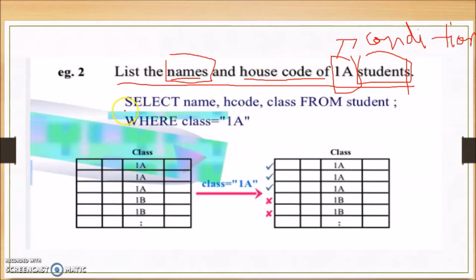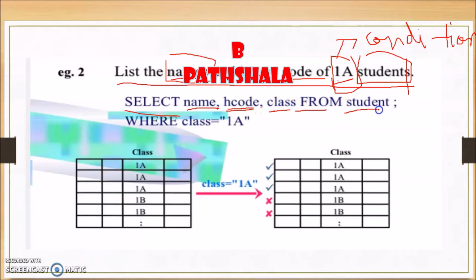So how to write it? Select, then we want these two, name, house code, according to the table. Whatever is mentioned in the table, you would write that column name. So house code, comma, class, obviously, because the condition we have been given is 1A, which here is a class. So that is the condition. What do we need? Name, house code and class, from where? From the table student.